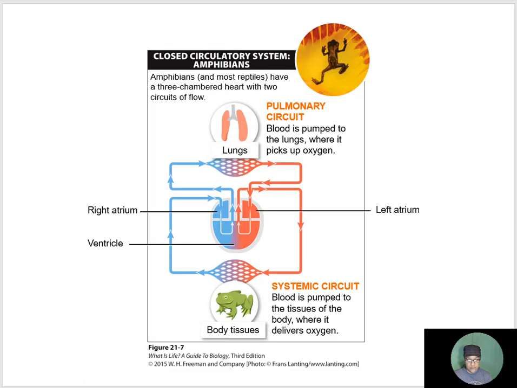So let's take a closer look at the closed circulatory system of amphibians. Now they have a different morphology to their heart. They have two atrium and one ventricle. It's a three-chambered heart. So they have two circuits of flow. So let's kind of follow the flow here.